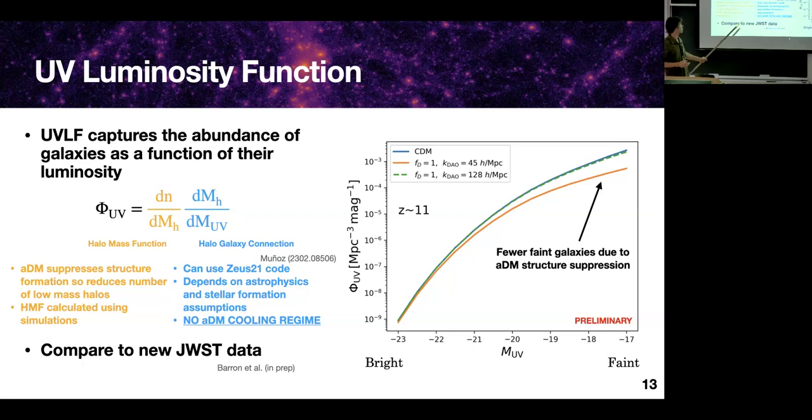But we can use this UV luminosity function to compare to JWST data. This is just some preliminary work from Jared. Full scans coming soon, look out for that. But you can see ADM is suppressing and causing fewer faint galaxies due to that structure formation.